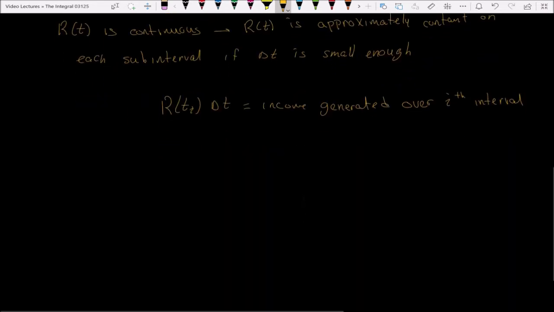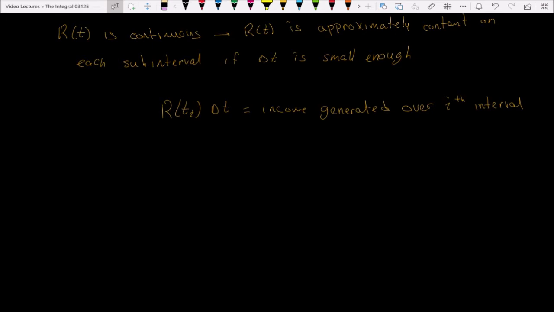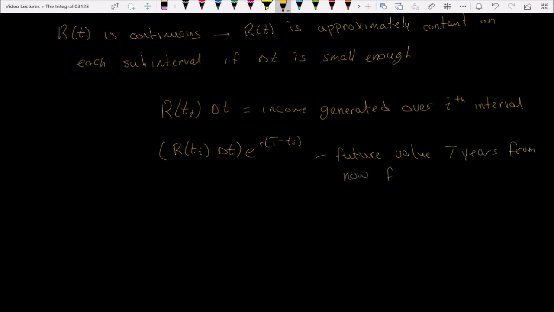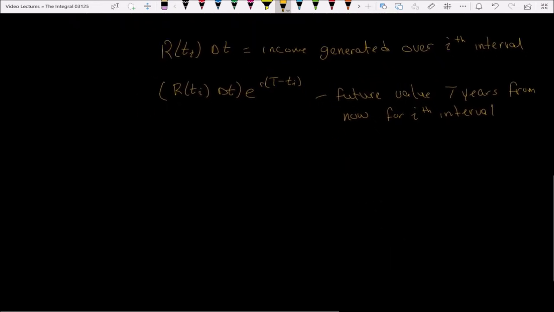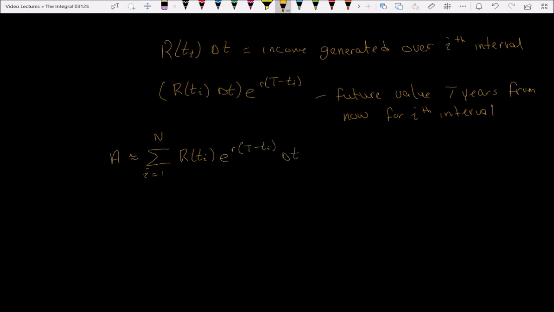Future value of this amount T years from now, from our compound continuous formula, is R of t sub i delta t times e to the little r, capital T minus t sub i. And so this is future value T years from now for the ith interval. Then obviously the total future value will be approximately the sum of all these future values. Right? So A, not equals, will be approximately the sum i equals 1 to capital N of R of t sub i e to the r capital T minus t sub i delta t.